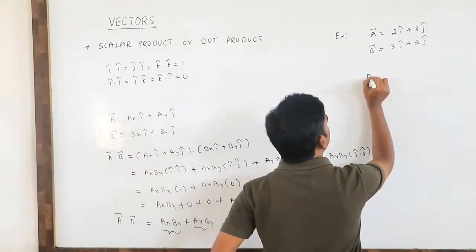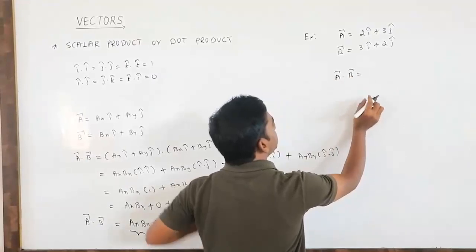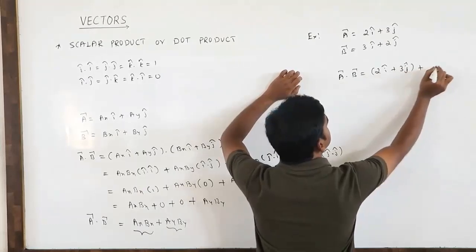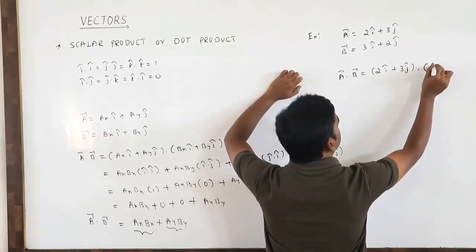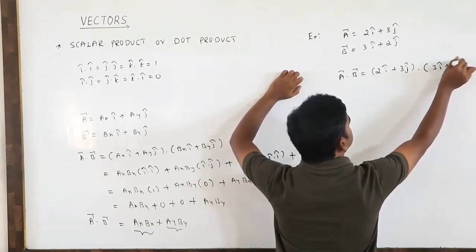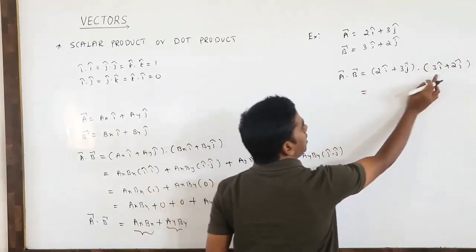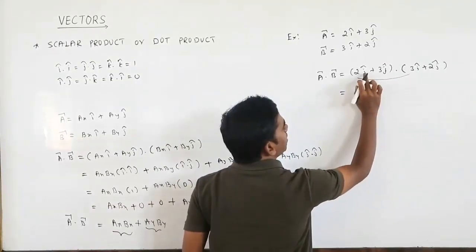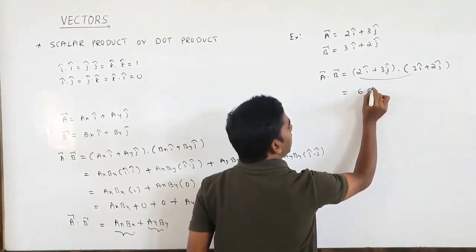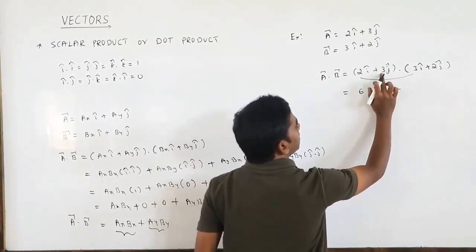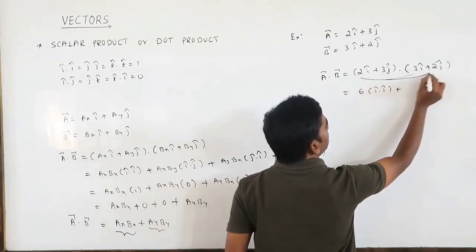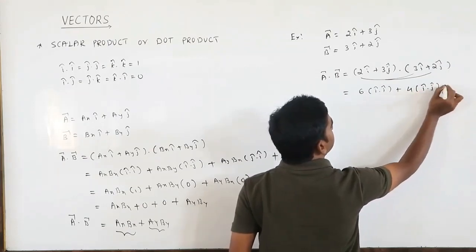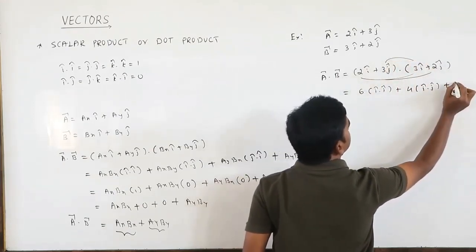We will see. So vector a dot vector b equals 2 i cap plus 3 j cap, dot, this is what? 3 i cap plus 2 j cap. Okay. So now 2 into 3, this one, 2 into 3. So what will you get? You will get 6 i dot i, let me write i dot i, plus 2 into 2, okay, 4. Then what will you get? i dot j plus 3 into 3, 9.